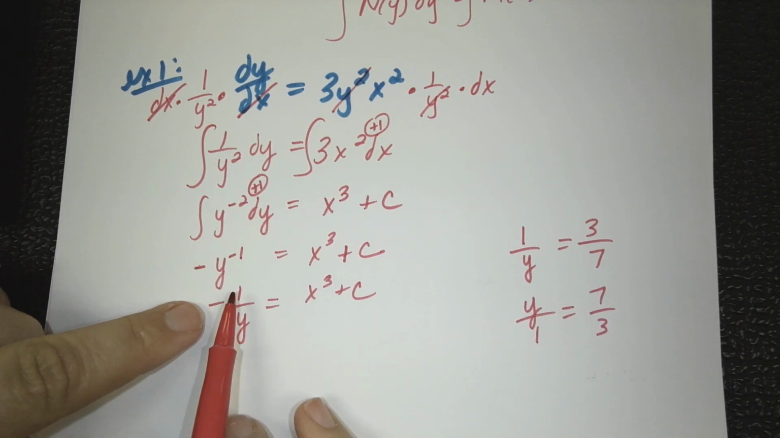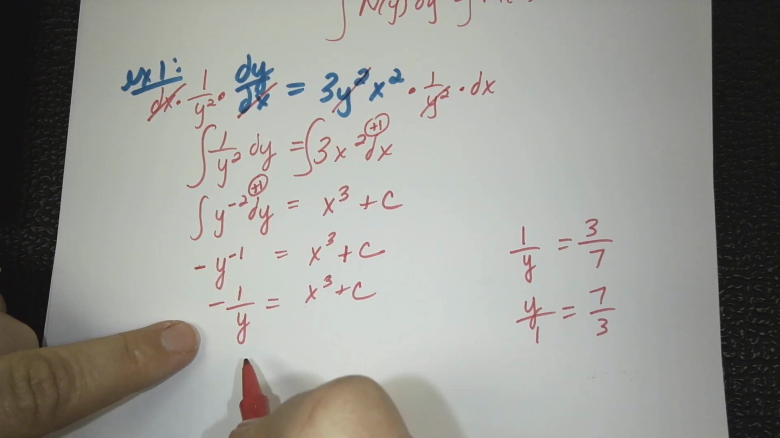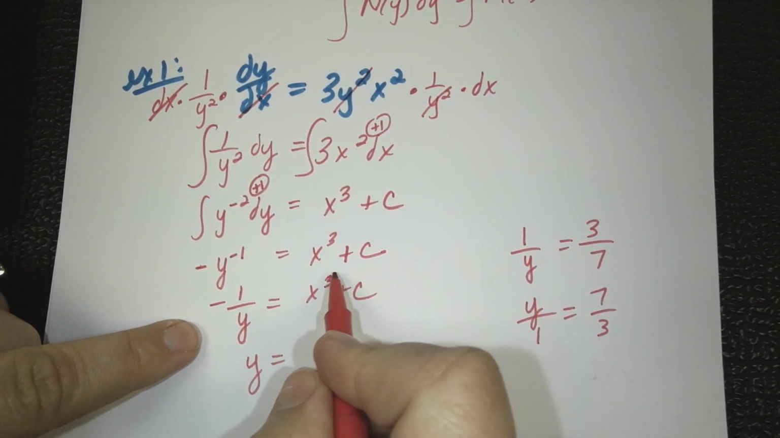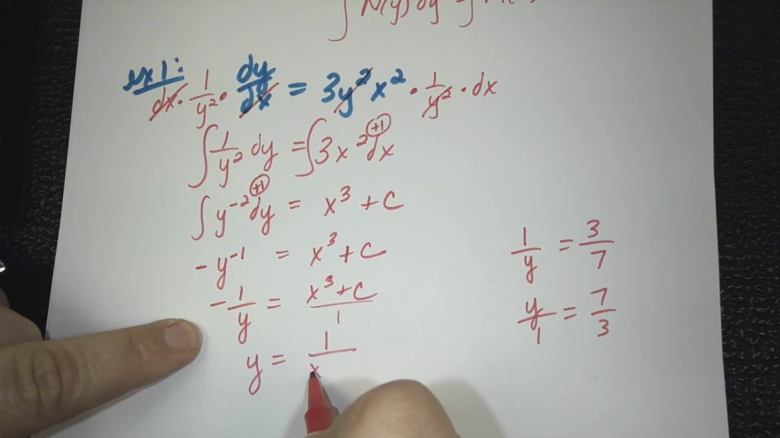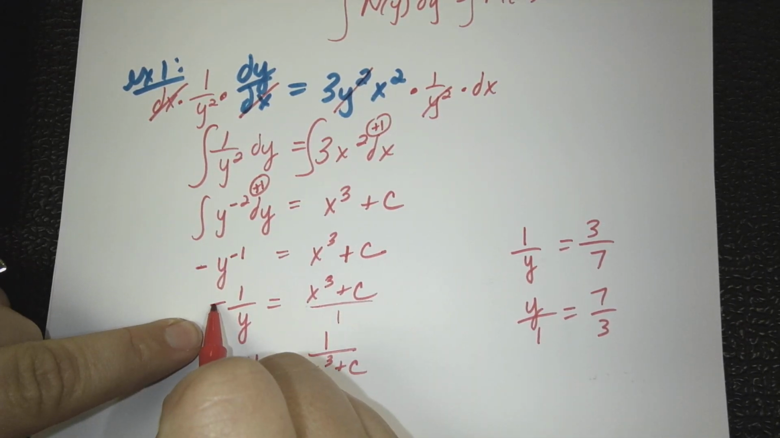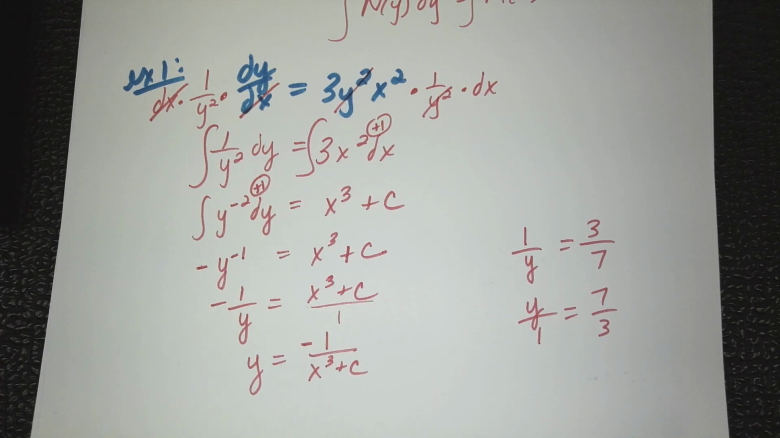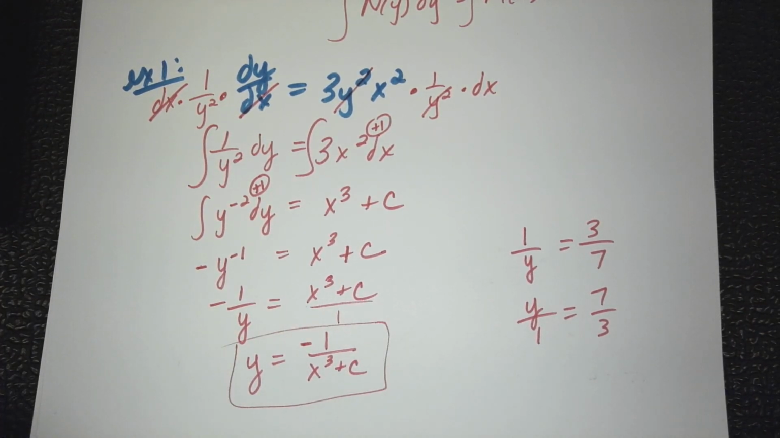So if I just wanted to solve this, this would be y equals, and I would flip this. Isn't this over 1? So I'd flip this, and then since this is negative, I'm going to make that side negative. And now you've solved for y. And that's it.